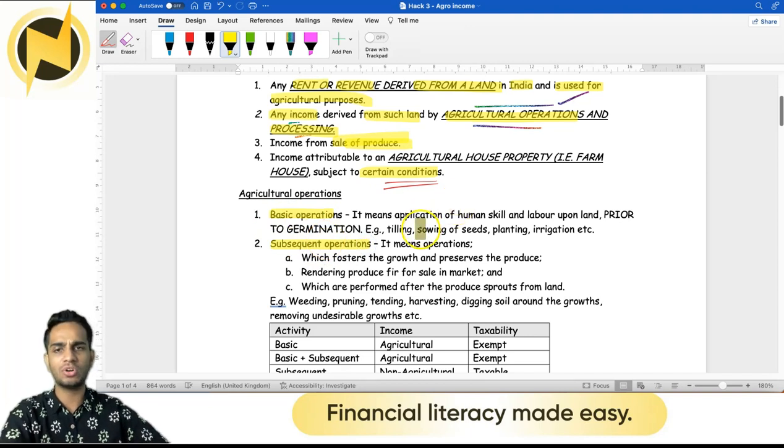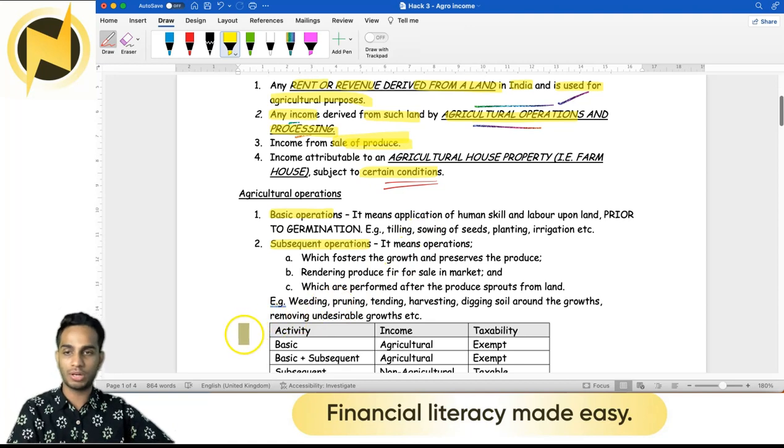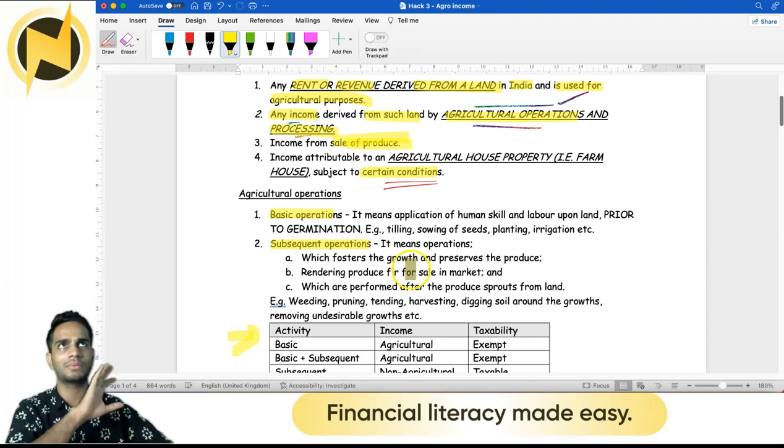Now, what do you mean by basic operation? What do you mean by subsequent operation? That's what we're going to see next. Once we understand the terms, we'll come to this matrix wherein we'll see how to classify which activity as taxable and not taxable.